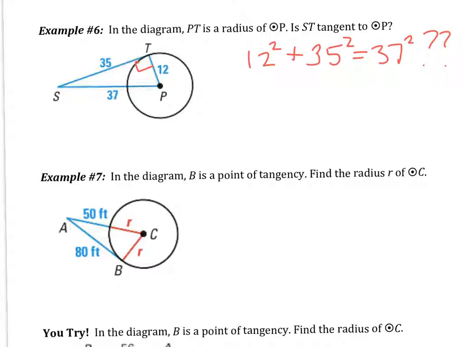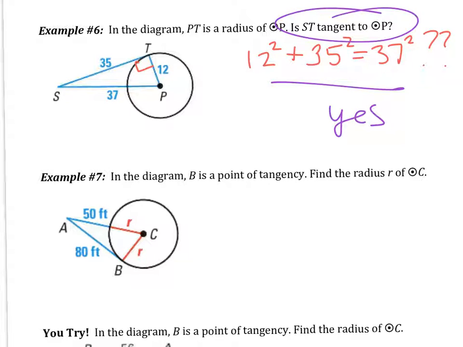And for a quick review, we talked about if a squared plus b squared is greater than c squared, what type of triangle would you have? Acute. If a squared plus b squared is less than c squared, then it is obtuse. All right? So you are basically determining whether or not this is a right triangle. Yes or no? It works? 12 squared plus 35 squared does equal 37 squared? All right, so since this does work, that means that ST is tangent.